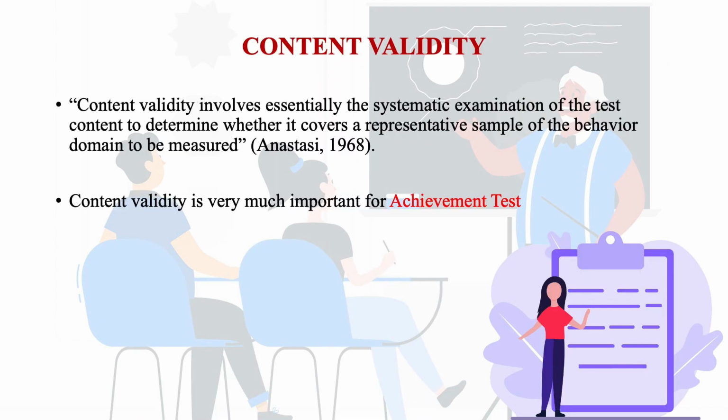And here we can say content validity is very much important for an achievement test, because an achievement test is related to the subject content. So if you have prepared an achievement test, then definitely the content aspect of the achievement test should be examined, verified, and tested. This is one of the very important parts of content validity so far as the achievement test is concerned.